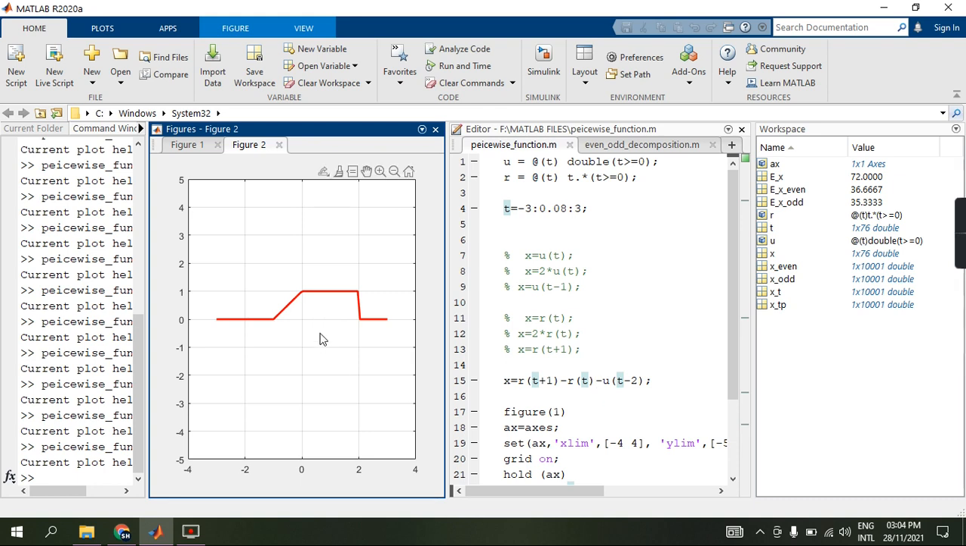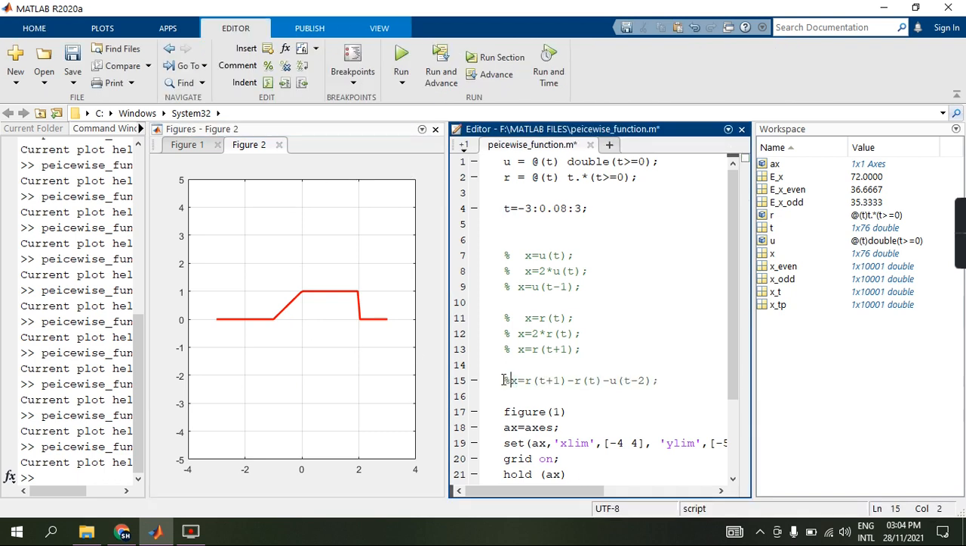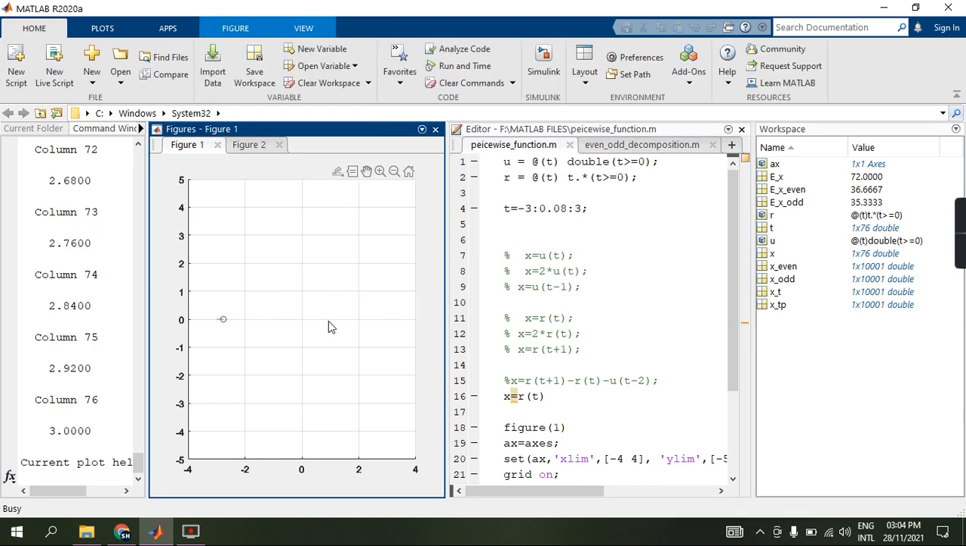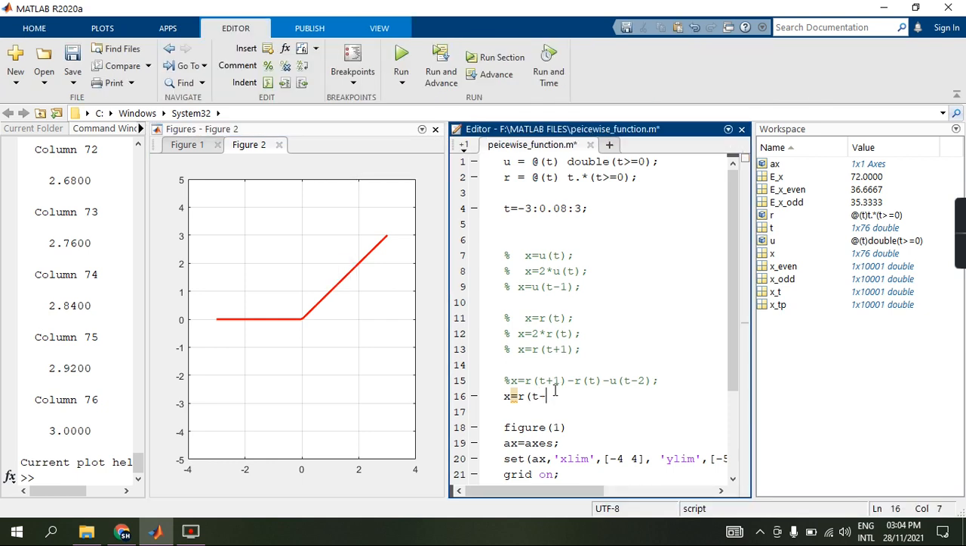If we try to make a sawtooth function like this one, what can we do? To make a sawtooth wave, we should make a ramp at t. We are having a ramp at t equals 0. After that, we want to bring it back straight to 0 at t equals 1. So what can we do? We have to subtract the ramp, r at t equals 1. That's why at t equals 1, we have minus 1 here.